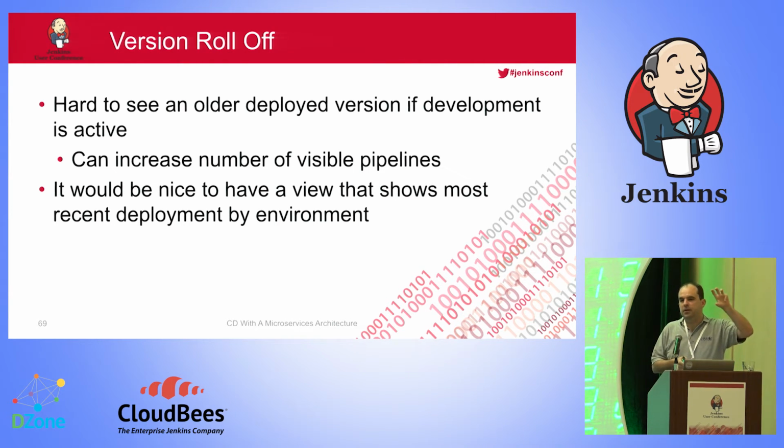And I could see that, right? I could see when the production deploy turns green, so that gives me some indication. But because there's a limit on how many pipeline instances will be displayed, it could roll off on me. So you can increase the number of visible pipelines, but it would be nice to have a view that shows the most recent deployment by environment. I think it would be really useful if we could somehow get that into the delivery pipeline plugin.